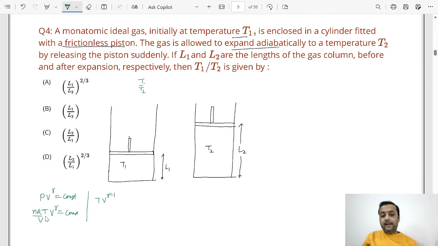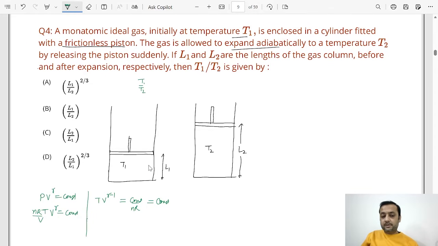Basically, this will become V to the power gamma minus 1, and N as well as R will come on the RHS. So constant upon moles into R. This is also a constant upon another constant, because moles will not change and R is anyway constant. So the total RHS is a constant. So we can say that for an adiabatic process, T V to the power gamma minus 1 remains constant.